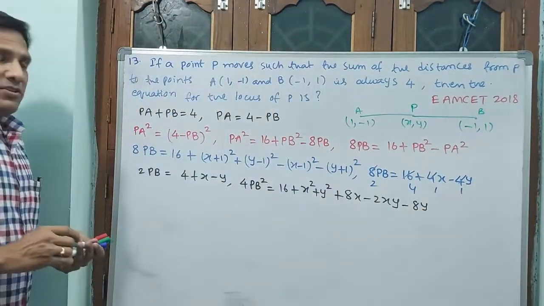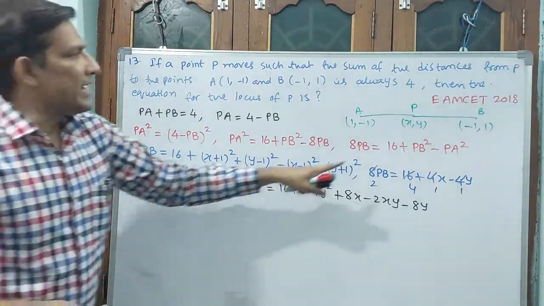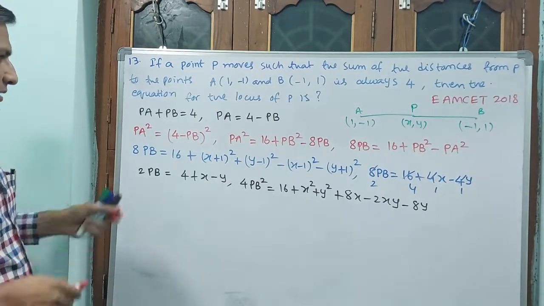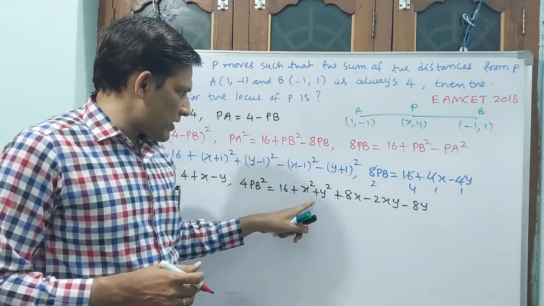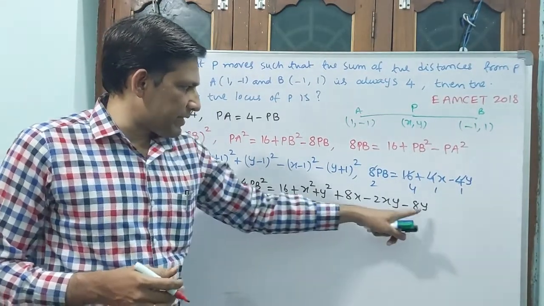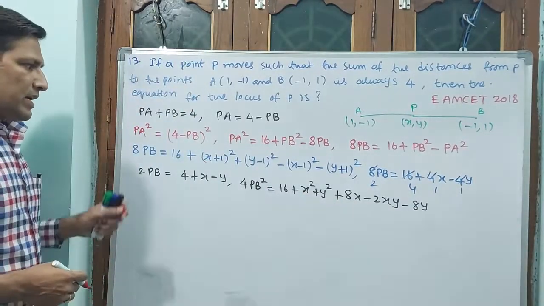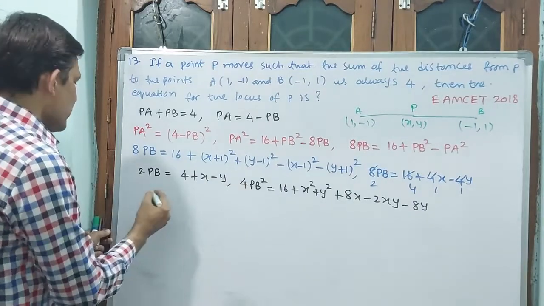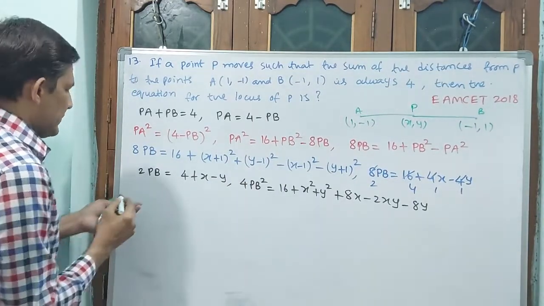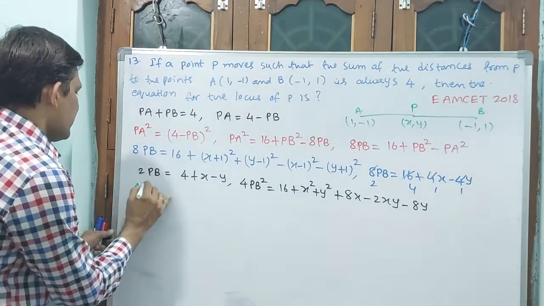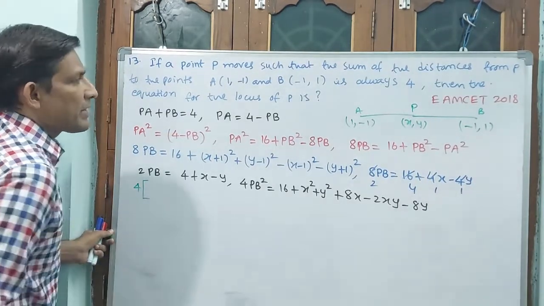Okay, see here PB square means again you have to write this one. Write down. And here r are separate, x square is separate, y square is separate, x is separate, y is separate, 2xy is separate. You can't do anything. Okay, now let us proceed further. 4 into PB square. See, 4 into PB square, how I am writing?